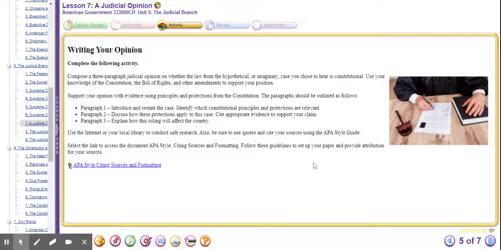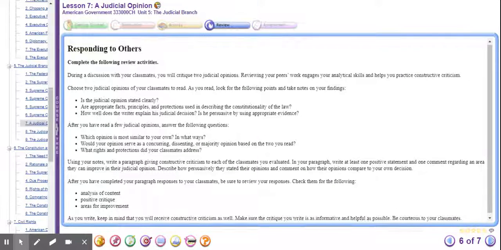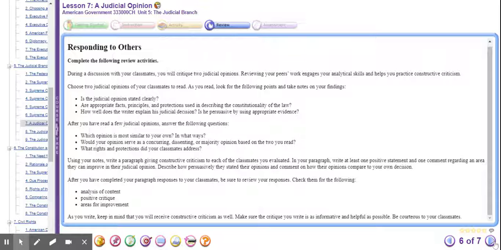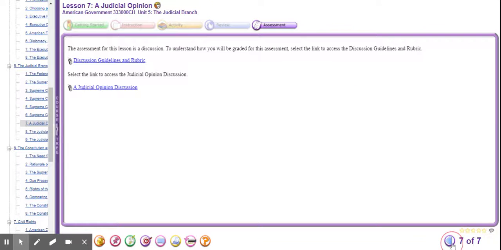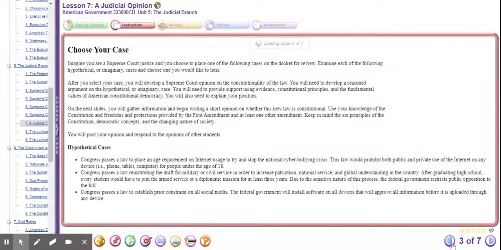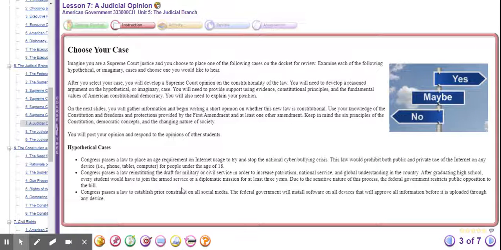Okay? And in this, it talks you through how you're going to write out your opinion. And again, you're not going to write out the opinion, so we'll skip that. Okay? And then you respond to others. Again, we're not doing that part. And let's see. Oh, this is the part I didn't actually do, the hypothetical case. I think these are interesting things to think about.